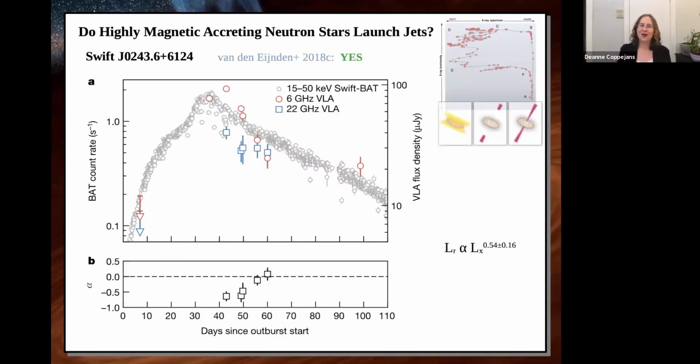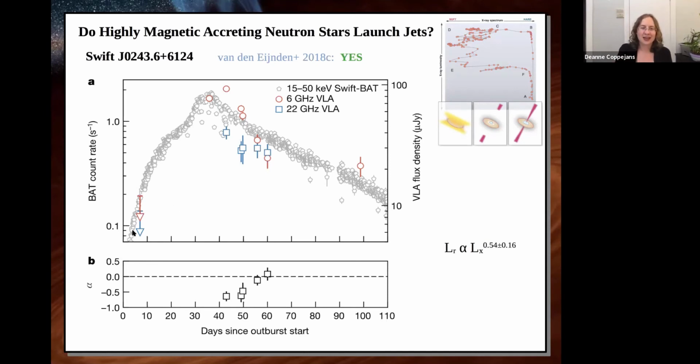Then later on that year, Van den Eijnden et al. published Swift J0243.6+6124. This is a highly magnetic accreting neutron star as well. And their X-ray and radio observations they found indicated a jet in this magnetic system. So let's look at these results in a bit more detail.